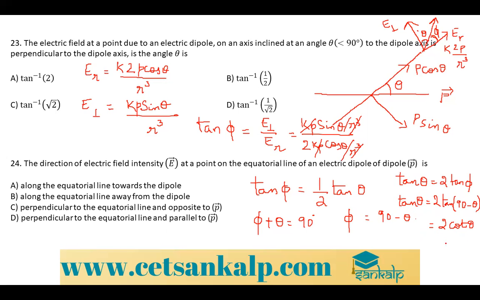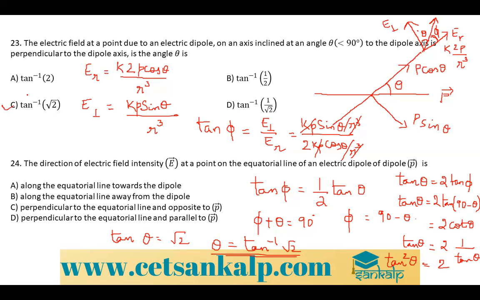So cot theta can be written as 1 by tan theta, right? 1 by tan theta into tan theta. So again, tan squared theta here is equal to 2. So finally you can write tan theta is equal to root 2. So theta is equal to tan inverse of root 2.